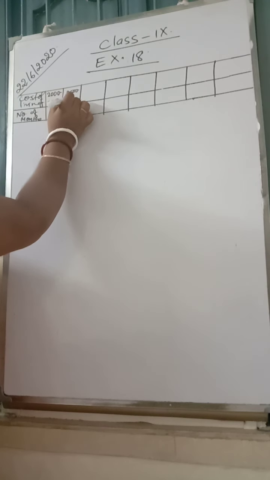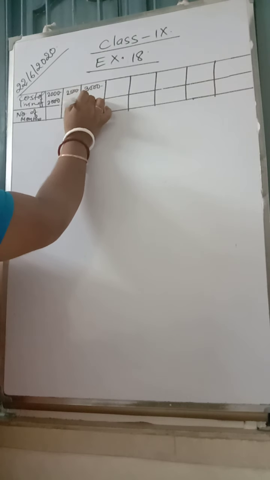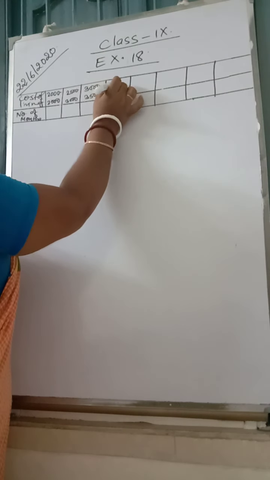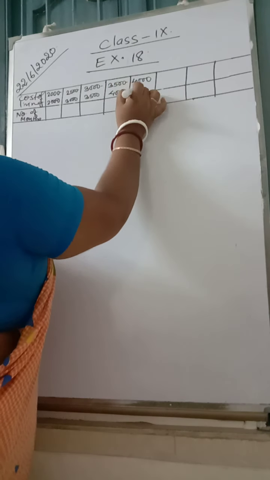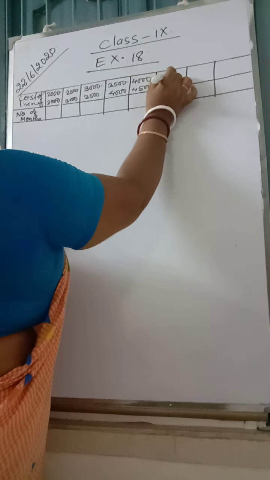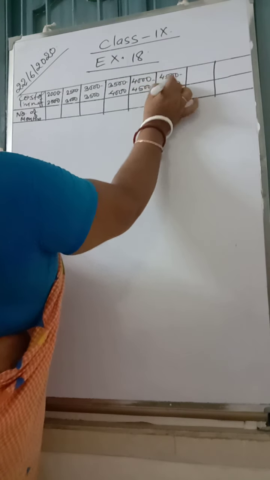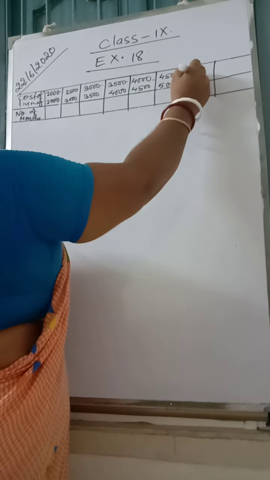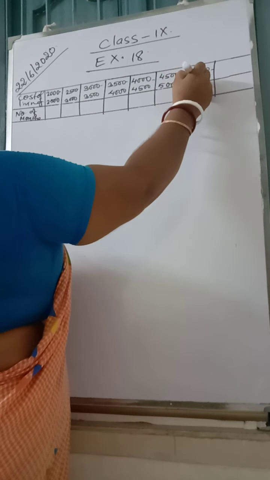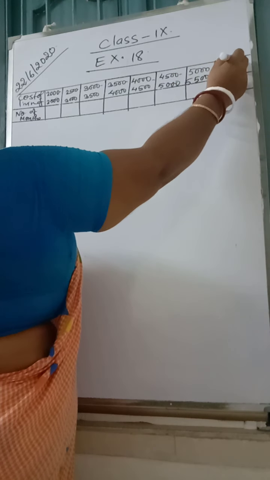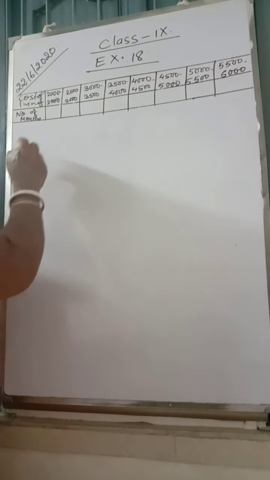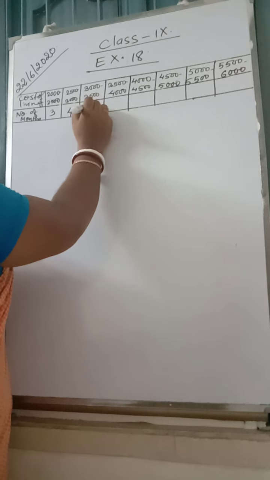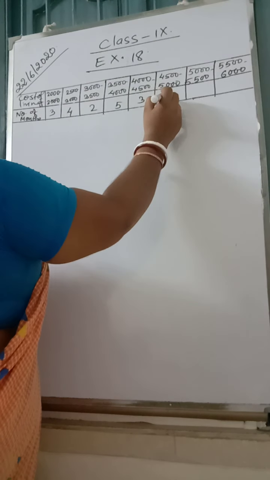2500 to 3000. 3000 to 3500. 3500 to 4000, 4000 to 4500, 4500 to 5000, 5000 to 5,500 and 5,500 to 6,000. Is it? Now the number of months are 3, 4, 2, 5, 3, 2, 4 and 1.